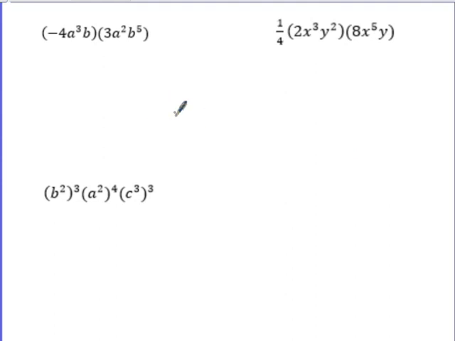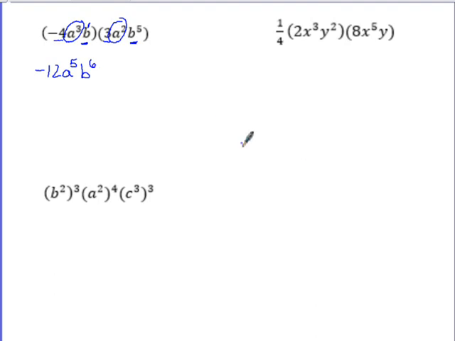So now we have some more examples. Alright, we're still multiplying, so remember constants or coefficients first. So negative 4 times 3 would be negative 12. Then I'm going to multiply the a's times the a's and the b's times the b's. So a to the 3rd times a squared, I'm going to add the exponents. So 3 plus 2 would be 5. Okay, then I have just b times b to the 5th. Remember, just b has an imaginary exponent of 1. So b to the 1st times b to the 5th would be b to the 6th power.